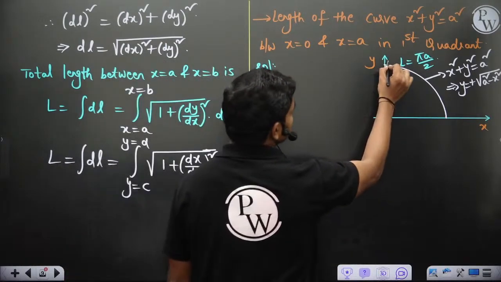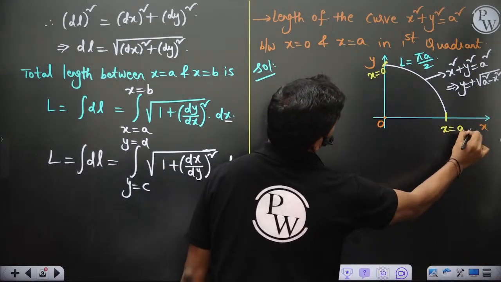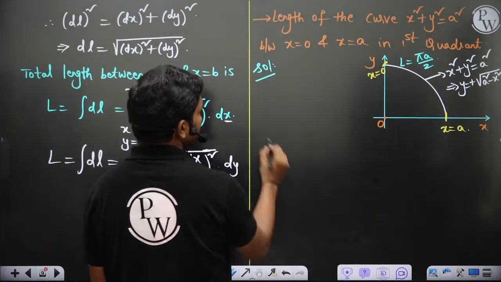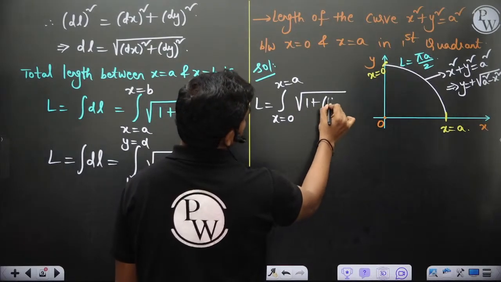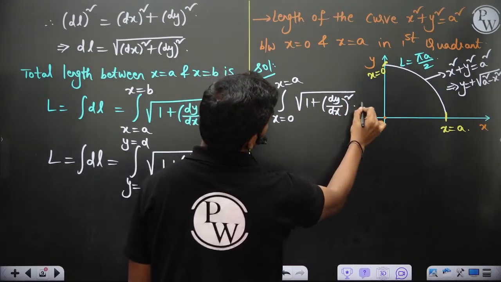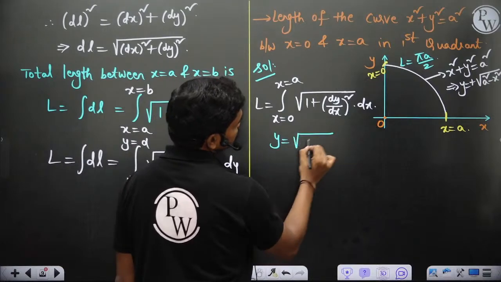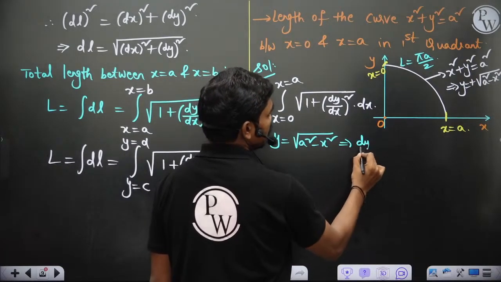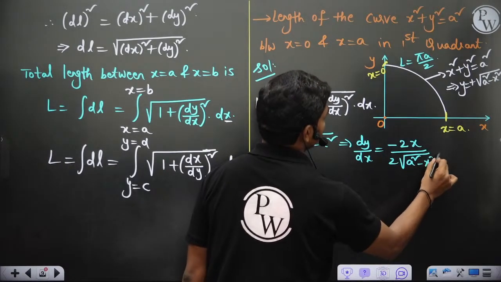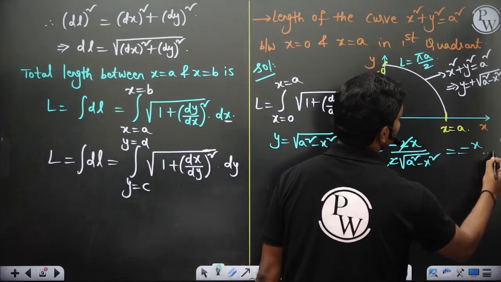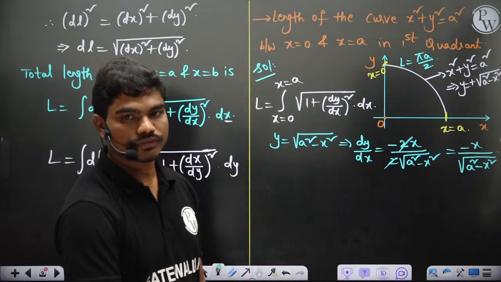So clearly this is x is equal to 0 and this is x is equal to a. Okay, so let's calculate the value. So L can be taken as integral x is equal to 0 to x is equal to a of root of 1 plus dy by dx whole square times dx, of course. Now what is dy by dx? Y is equal to root of a square minus x square. So dy with respect to x is minus 2x by 2 root of a square minus x square. So ultimately 2 gets cancelled, and this value is minus x divided by root of a square minus x square.